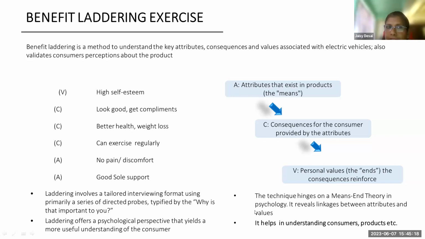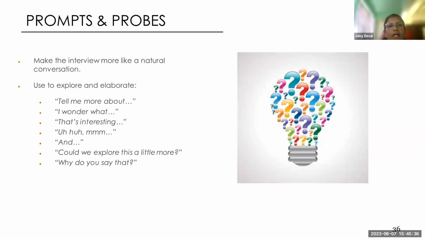So this is the whole benefit laddering theory. It's based on a theory where we take an attribute which leads to consequences and leads to a value at the end. And the values are what we are interested in. And therefore, to get these kinds of responses, like I said, while it's easy and looks very simple, there are a lot of prompts and probes that you need to use to help achieve these responses.